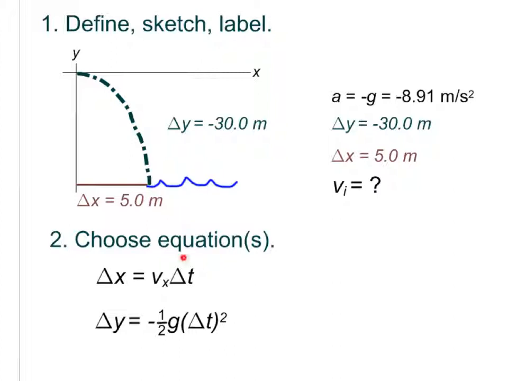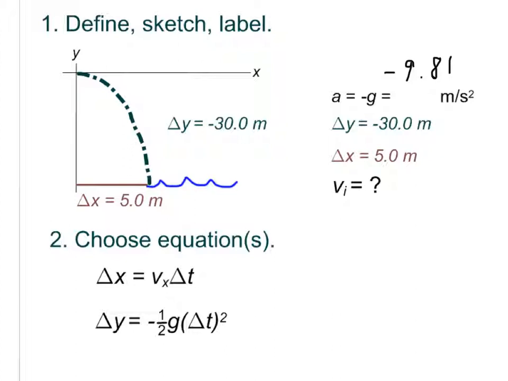We need to solve for delta t so that we're able to find that velocity. And this is where the second equation comes in. The second equation is useful because I do know my change in vertical displacement. It's negative 30 meters. I know g, 9.81 meters per second squared.